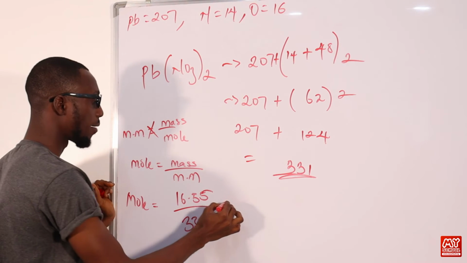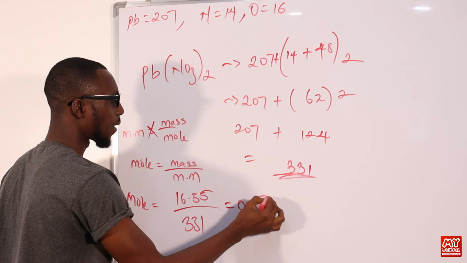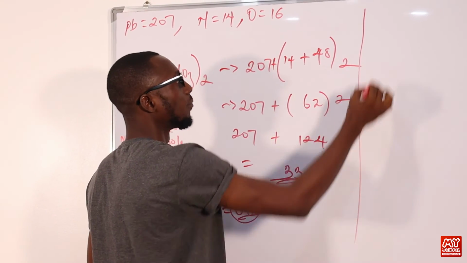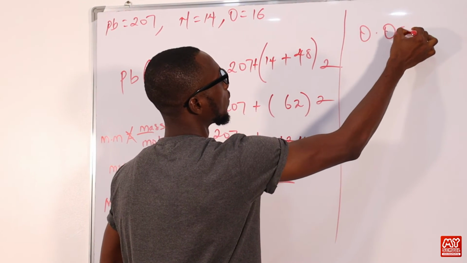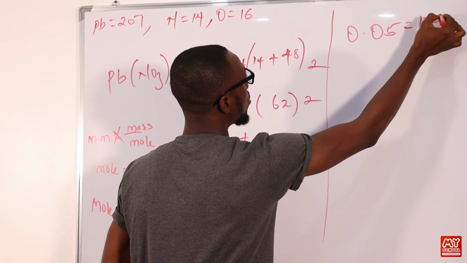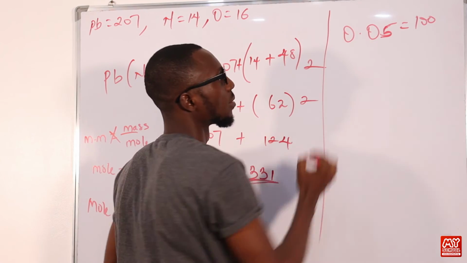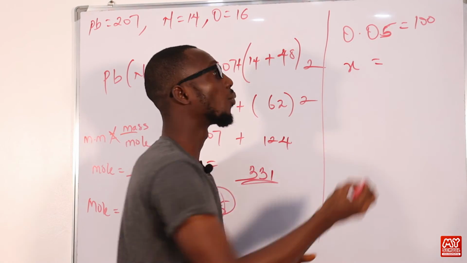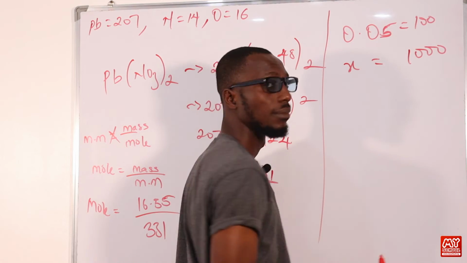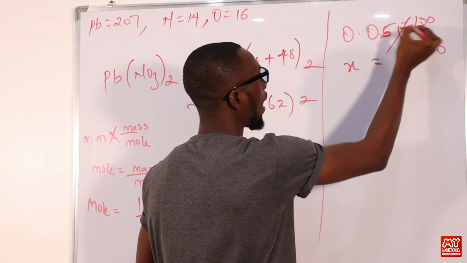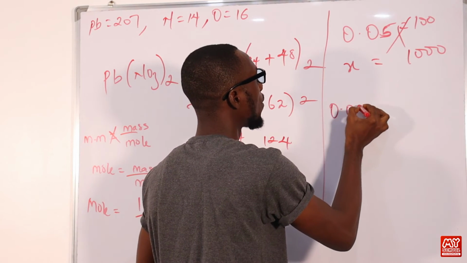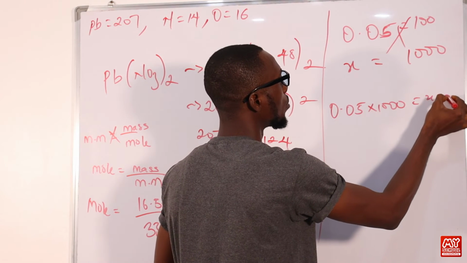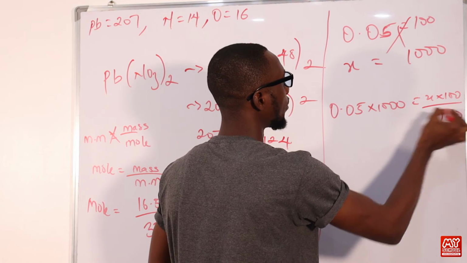When we divide, we should have roughly 0.05. So we can now say that 0.05 moles is in 100 grams of water, isn't it? That's correct. Then, how much quantity are we looking at in 1,000? So by the time we cross multiply, we have 0.05 times 1,000 equals x times 100. Dividing both sides by 100.